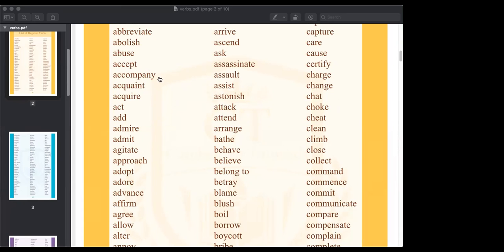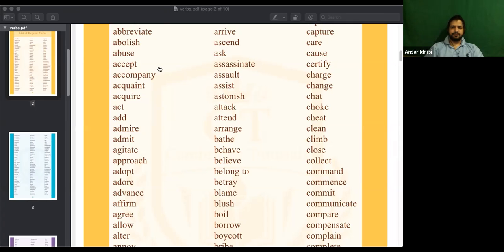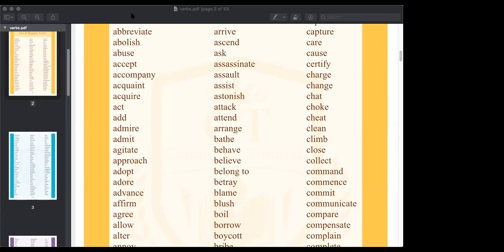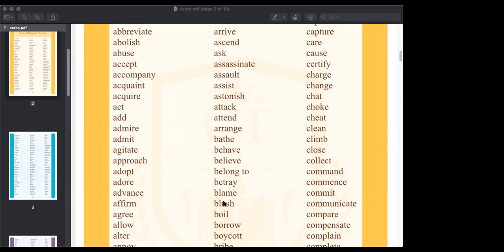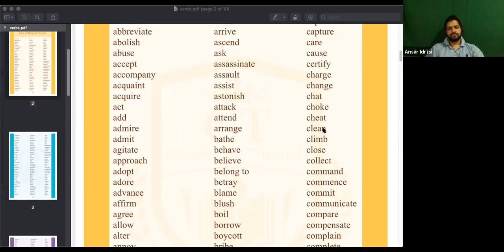Good. Next. She used to move. Did she used to move? She didn't used to move. Good. Next. He used to compensate. Did he used to compensate? He didn't used to compensate. Next. He used to charge. Did he used to charge? He didn't used to charge. Charge. Next.